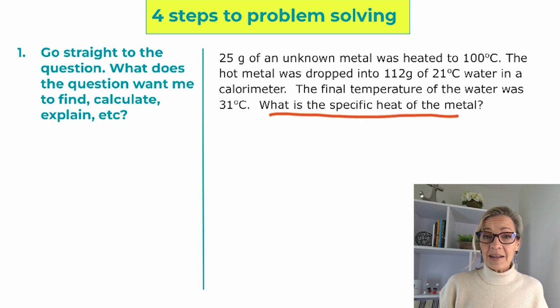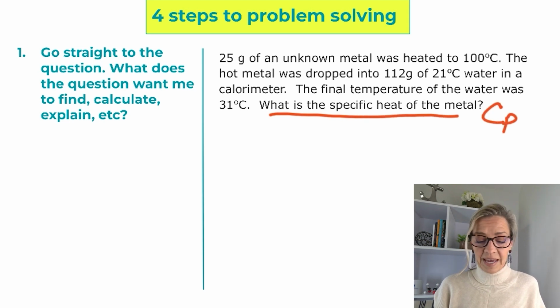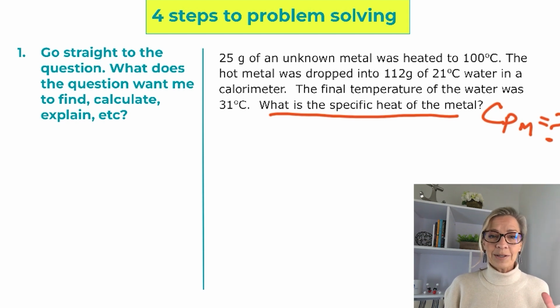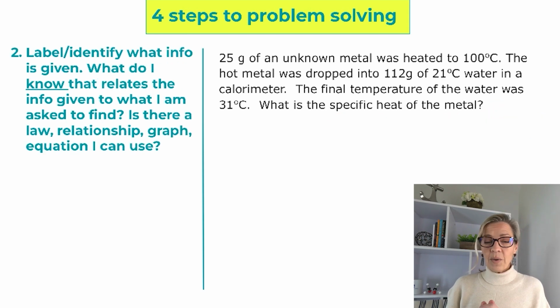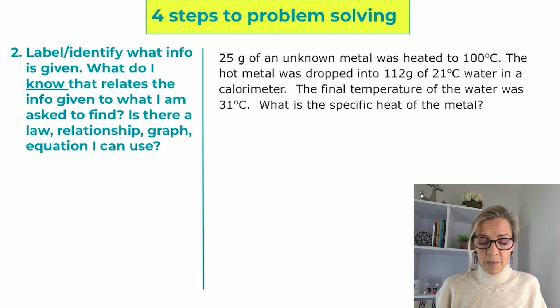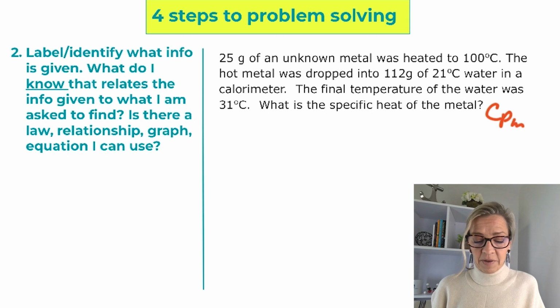Find the specific heat of the metal. All right, well, specific heat has a certain variable, Cp, and then I'm going to say the metal. And I like to write equals question mark, in case I get distracted. That's going to tell me what I'm looking for. So first of all, skip the extraneous information that we may or may not use and go straight to the question. Then we're going to look at what's given in the problem and see if we can relate these things to what I'm looking for.